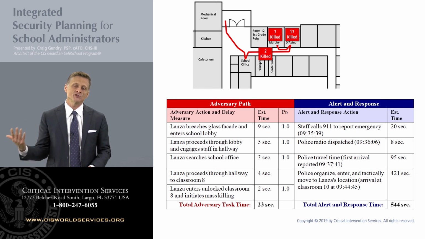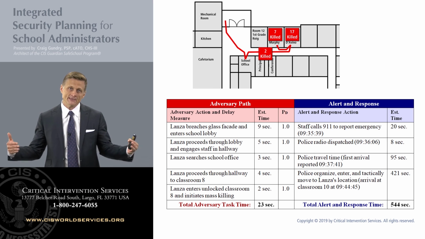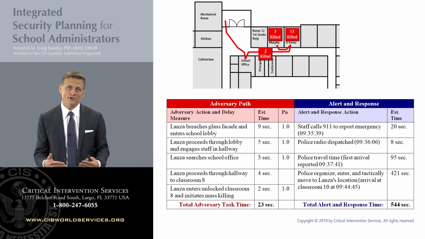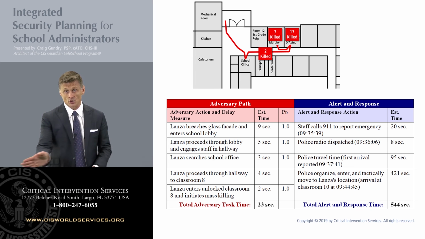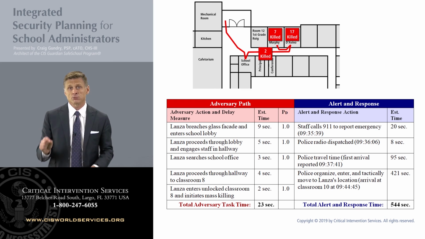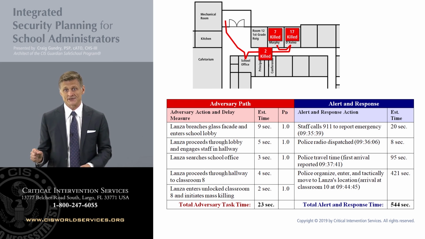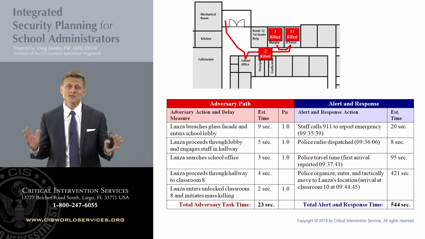The police travel time, looking at the arrival time of the first arriving units on scene, was 95 seconds. Then we had the time when those initial arriving units organized into contact teams, assessed the situation, moved to a side entrance door, entered the building, and finally moved to Lanza's position. That took approximately 421 seconds altogether. That brought the total alert and response time to 544 seconds.